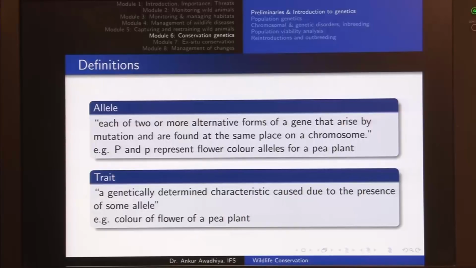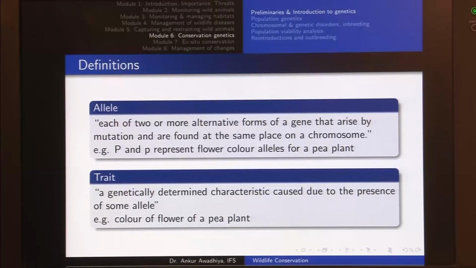Next we have alleles. In this class we will be discussing a number of definitions that we will be making use of in the next classes. An allele is each of two or more alternative forms of a gene that arise by mutation and are found at the same place on a chromosome. For example, capital P and small p represent flower color alleles for a pea plant.